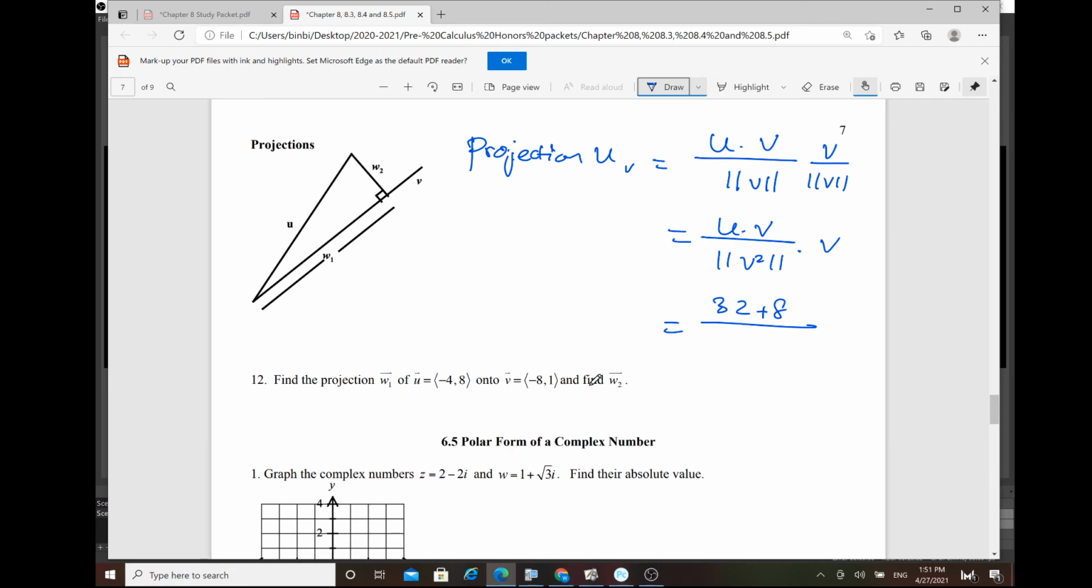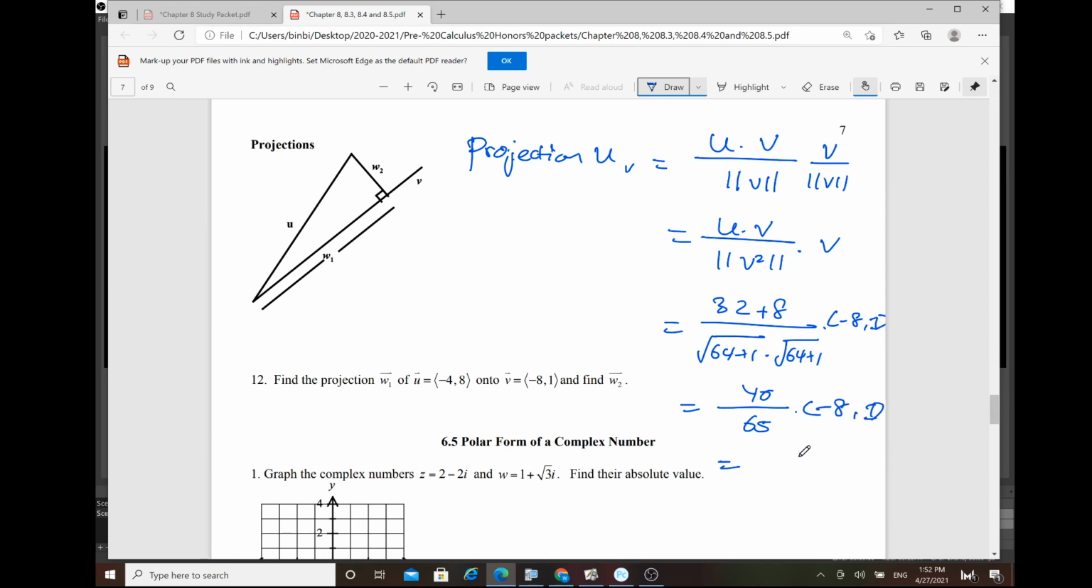So v squared. That one is just the norm of vector v, so square root of negative 8 squared, 64, plus 1 squared, 1, times itself. So that means 65 times v, vector v, negative 8 comma 1. So we have 40 over 65 times, because that one turns out to be a scalar, times vector v, negative 8, 1.